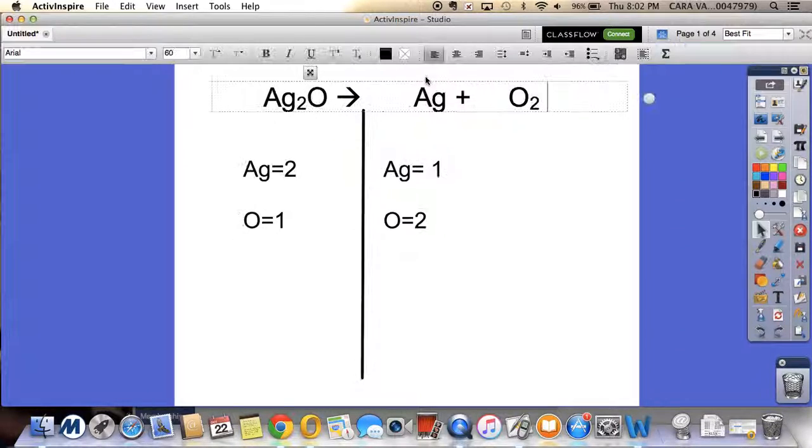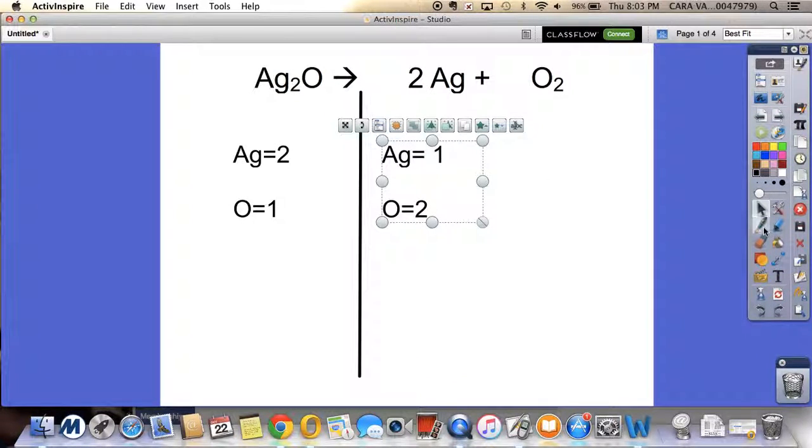So in front of this compound, I'm going to put a 2 because I want there to be two silver atoms in this equation. So I'm going to go ahead and put a 2 right here. So now I have two silver atoms on both sides of the equation. When I look at the oxygen, I see that I have two oxygen atoms on the right-hand side and only one on the left-hand side.